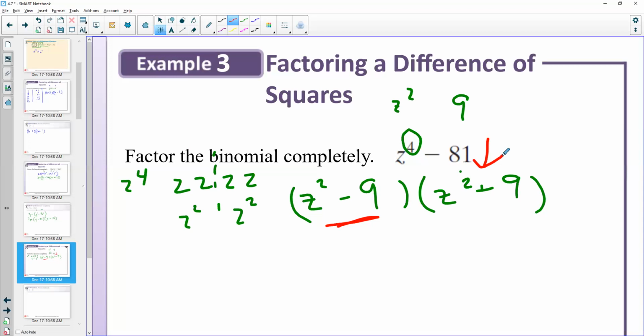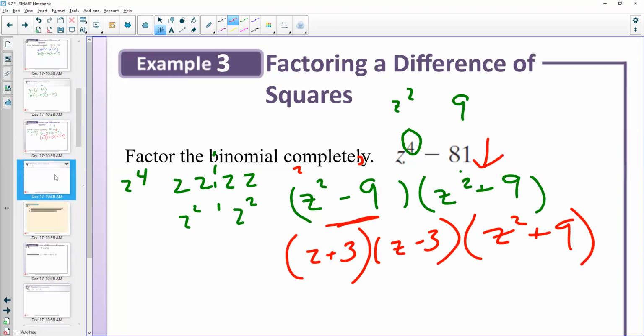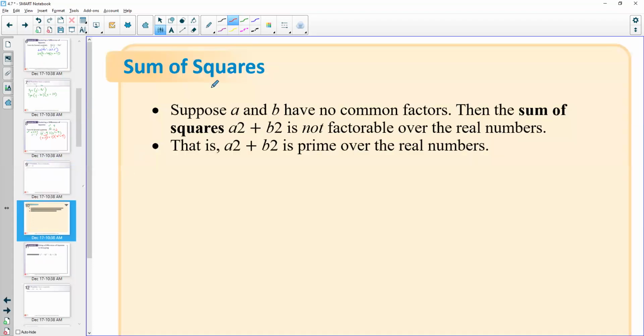So here again, we're going to look at it the same way. The base here is a z, the base here is a 3. So I'm going to do z plus 3, z minus 3, and then I get to keep the z squared plus 9 just as it is. Okay? All right. This one works exactly the same way. You can try that on your own. We're going to move on.